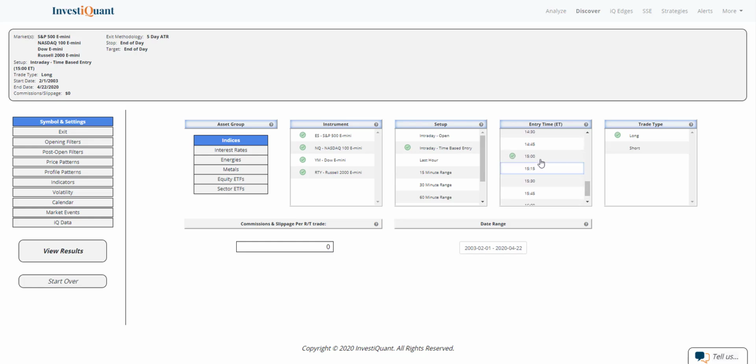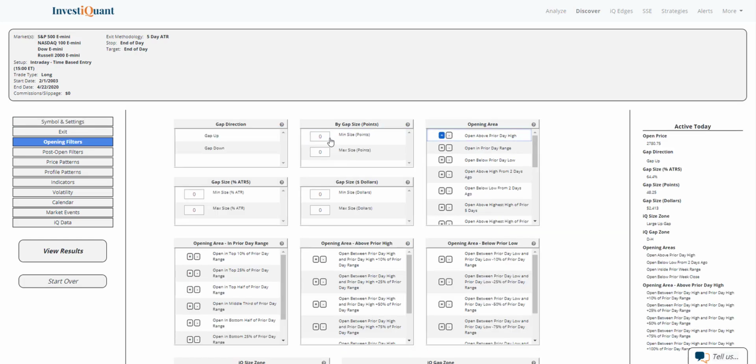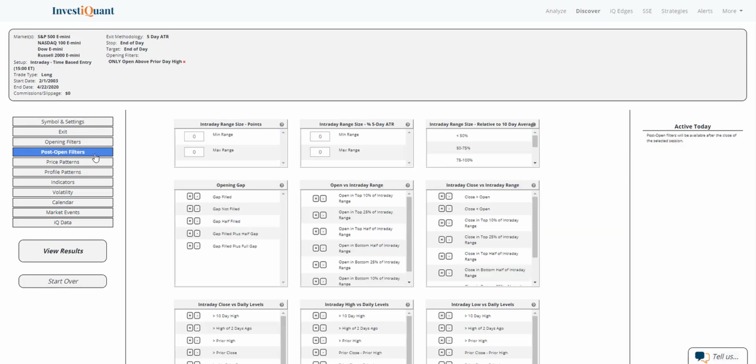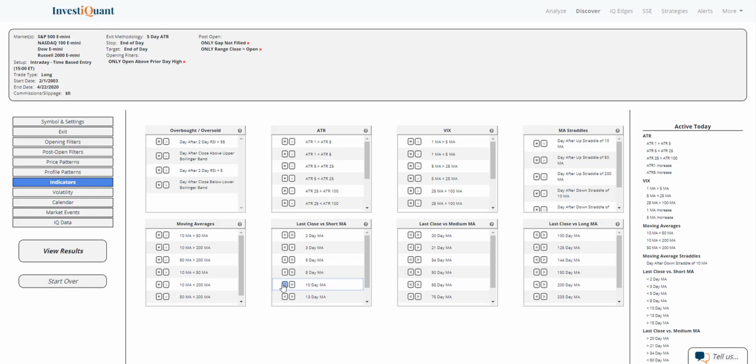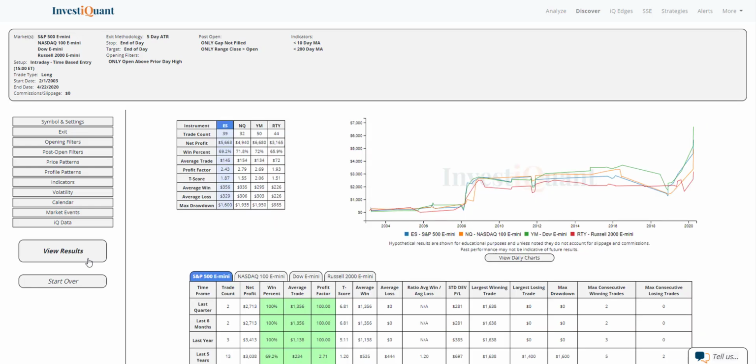I've got the entry time set to 3 p.m. Eastern Time. The opening filter is going to be opening above the prior day high. And the price action that we're going to put in here is the gap is not filled and trading above the open at 3 p.m. Eastern Time. After that, I'm going to put it below a 10-day moving average and below the 200-day moving average. Then click View Results. And here we go.